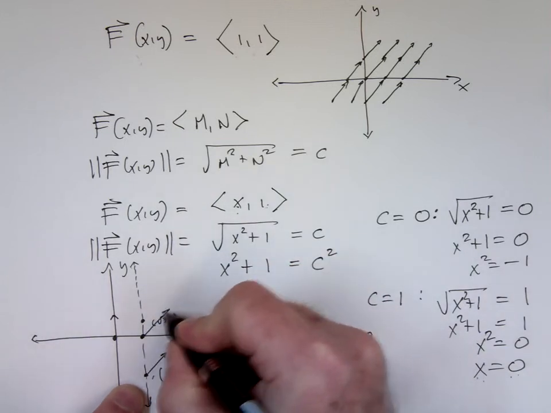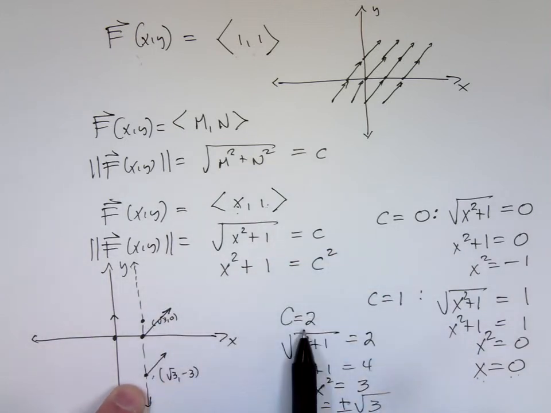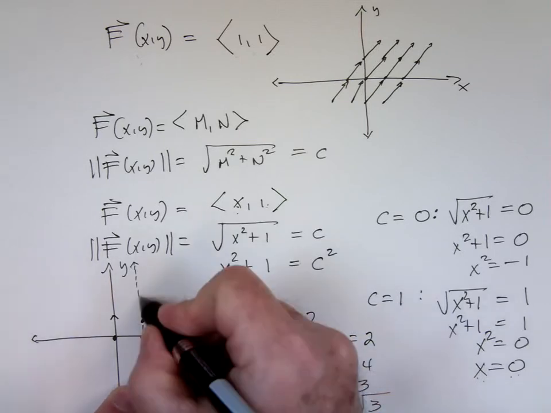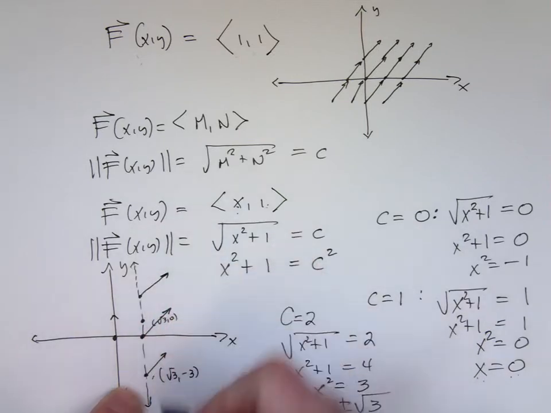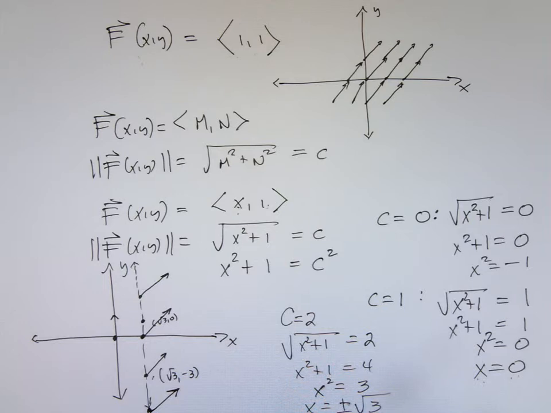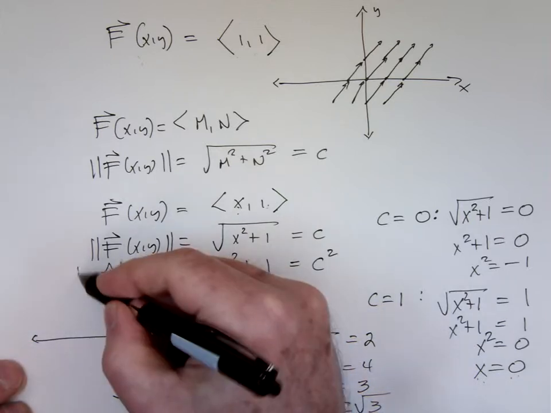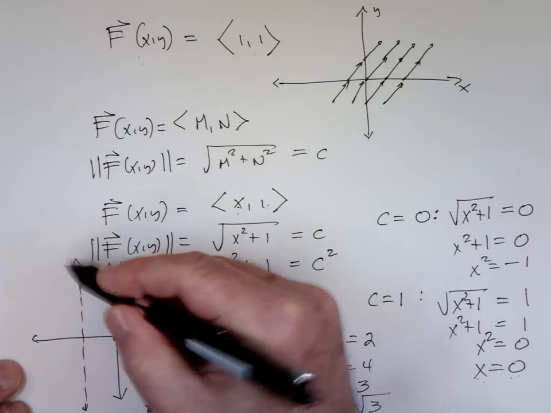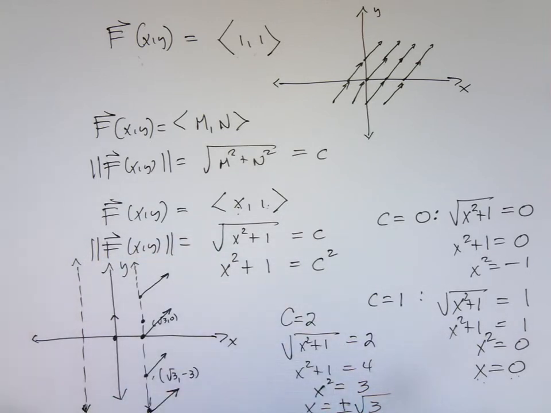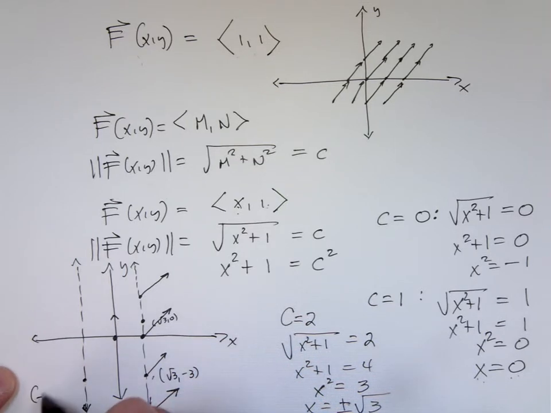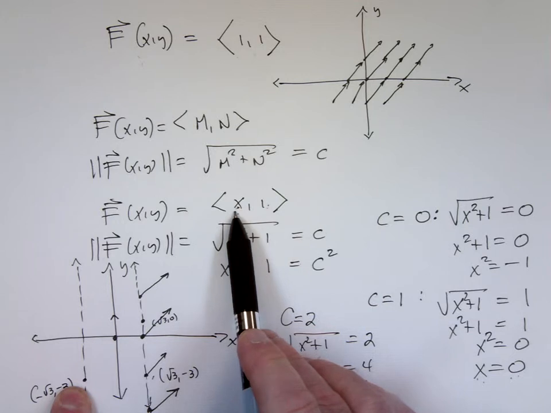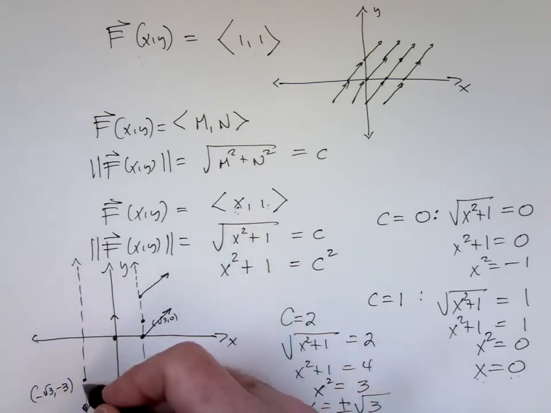So C is the length of each of these vectors. Yes. Every vector along this line has length 2. Not only that line, but this line as well, when x is the negative square root of 3. So there's a point, negative square root of 3, negative 3. What vector is assigned to this point? The vector is negative square root of 3, 1. That would be this vector.